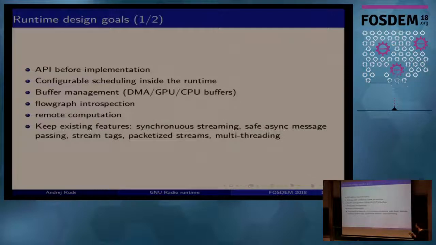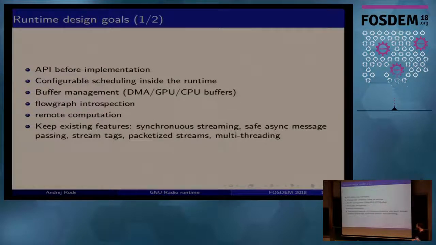We want to have configurable scheduling inside the runtime, so that means basically you can optimize with very little effort or without extensive knowledge of the runtime for latency, but also can optimize for throughput, not only with buffer sizes, but with other scheduling paradigms. Also include the buffer management.